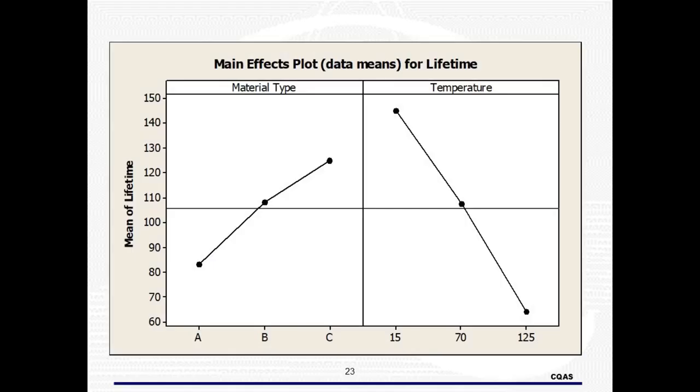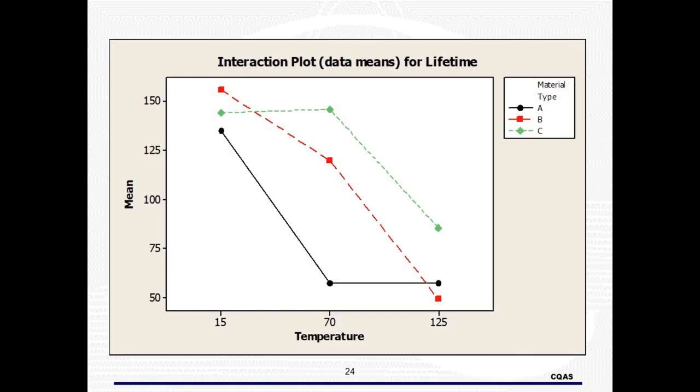Also, realize that we can see a relationship in the temperature variable since it is quantitative. Since the interaction is significant, we should not use the main effect plots to decide on factor levels. Here is the interaction plot with temperature on the horizontal axis.